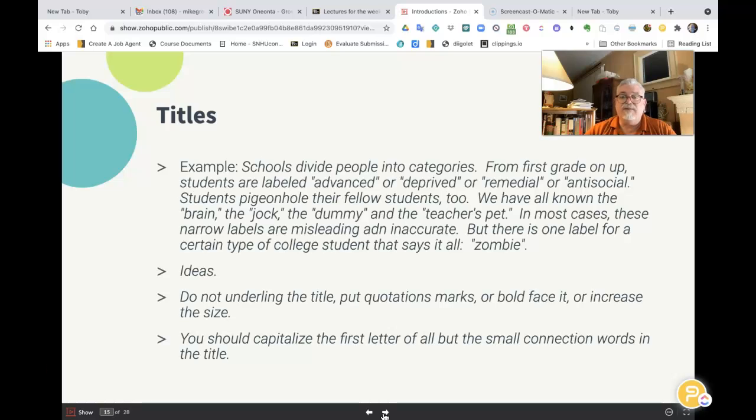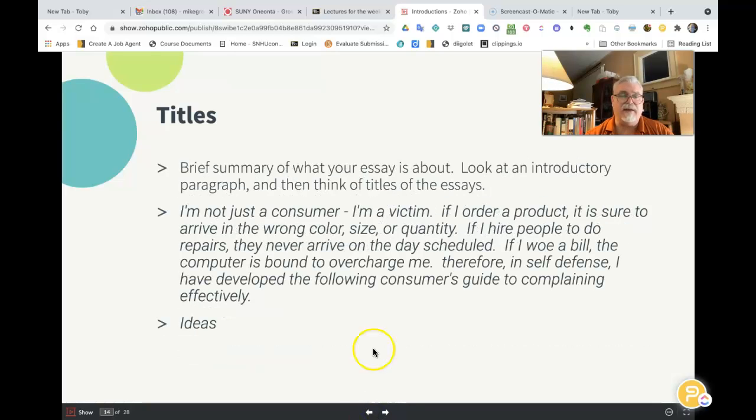Here's a good one. Schools divide people into categories. From first grade on up, students are labeled as advanced or deprived or remedial or antisocial. And in particular, it did it again. This is a good example of a title.